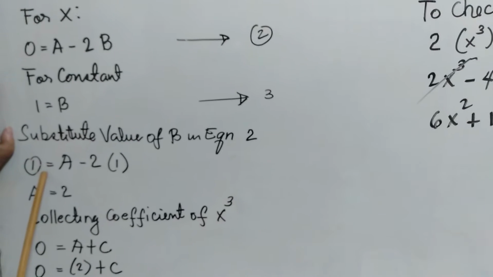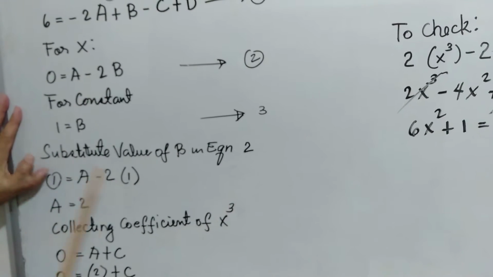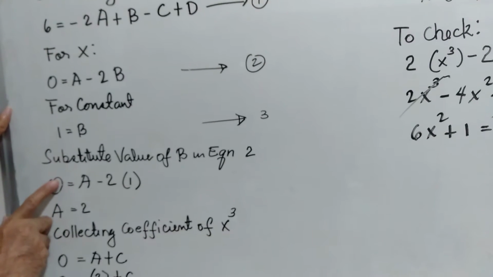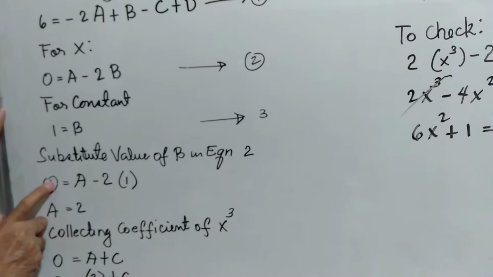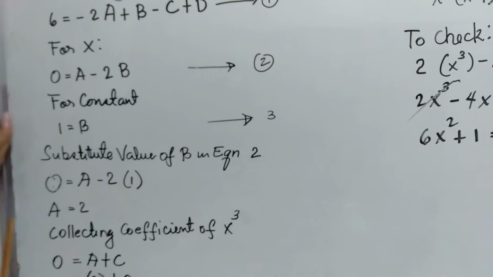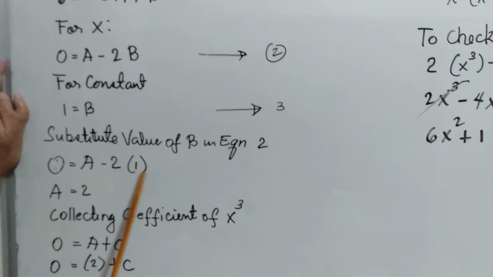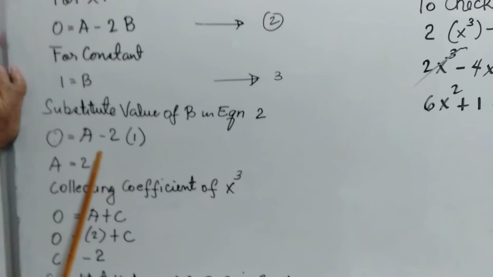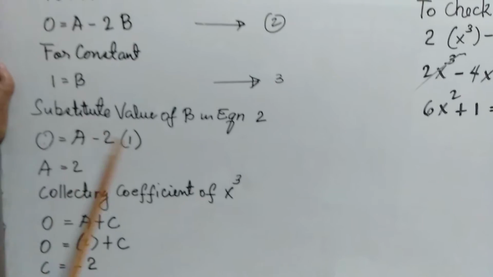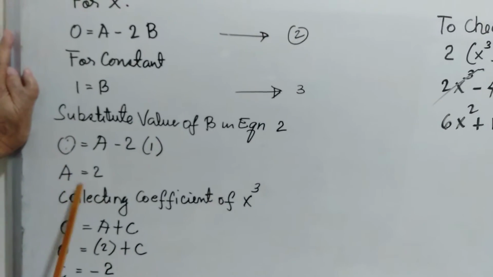This will be... what is this? 1? This is not 1, I'm sorry, this one is 0. So this one is for equation 2. 0 is equal to a minus 2 times b. So b is equal to 1. So when we transpose negative 2 on the left side of the equation, we get the value of a to be 2.